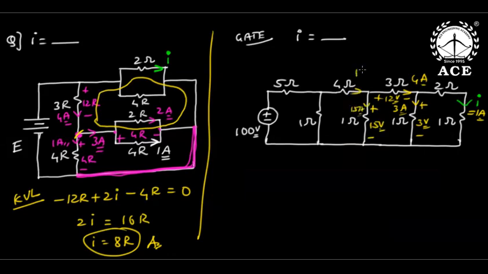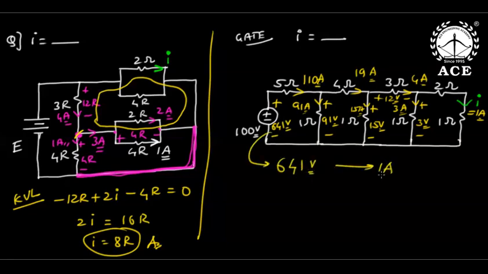15 plus 4, total 19 amperes. Now 19 fours are 76 plus 15, 91 volt. This is 91 by 1, 91 amperes. 91 plus 19, 110 amperes. 110 into 5, 550 volt plus 91, 641 volt. So 641 volts here will drive 1 ampere. Then 100 volts will drive how much? So this I is 100 by 641 amperes.